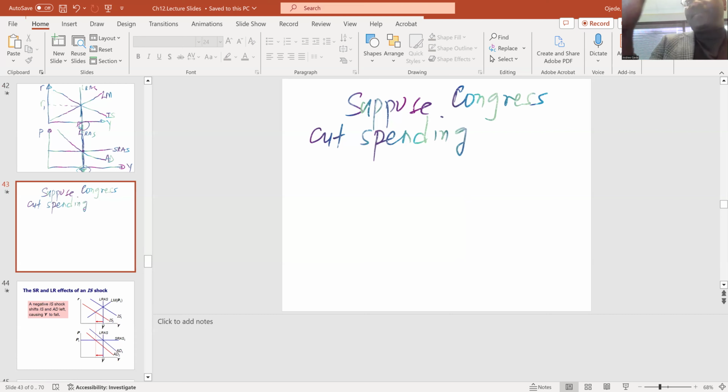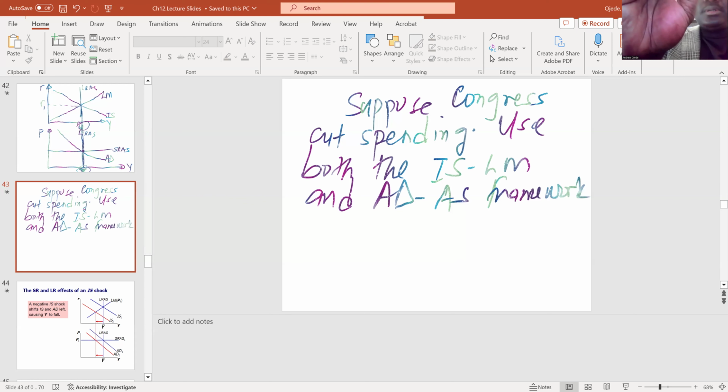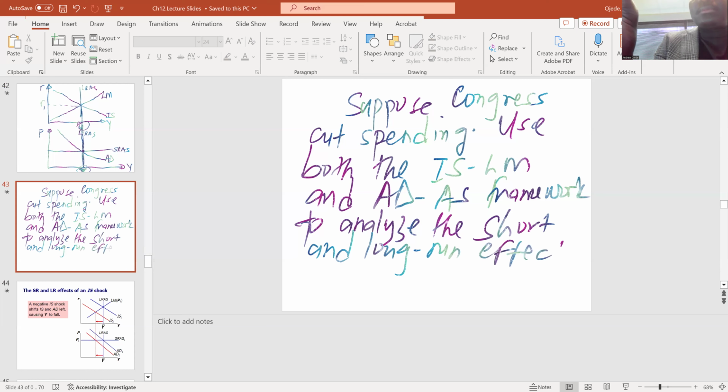So that's a shock. Okay, it's a negative IS shock. The IS curve is going to shift to the left. So I say use both the IS, LM, and aggregate demand, aggregate supply framework to analyze the short and long run effects on interest rate, price, and real GDP.